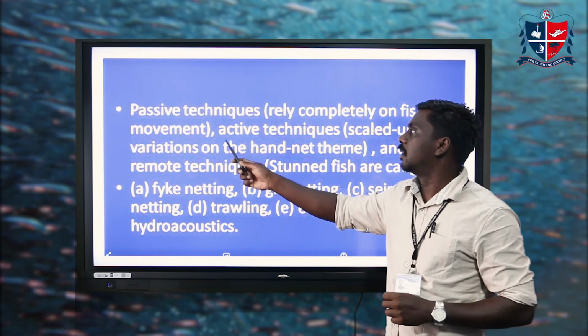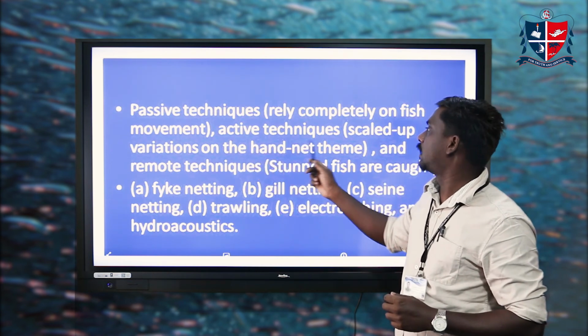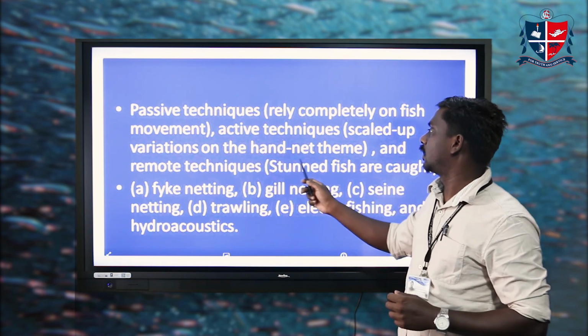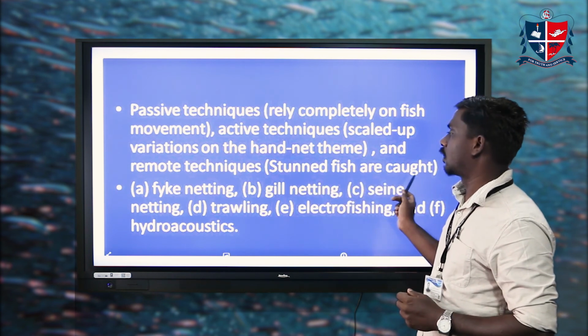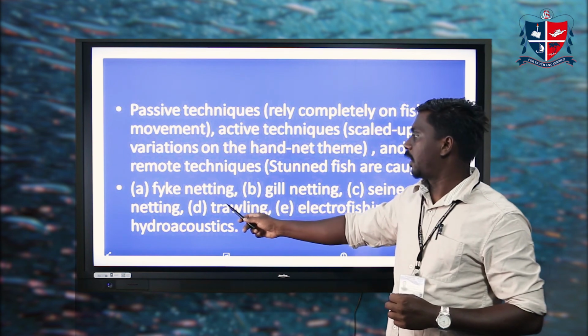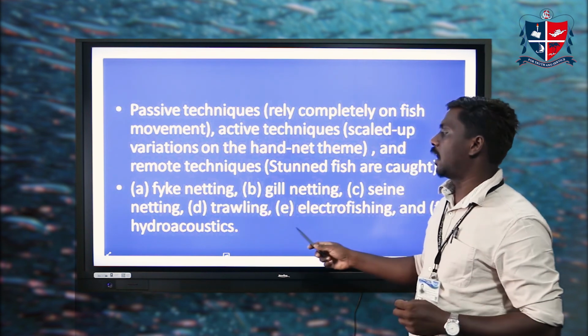And the gears, this is the last slide that I am showing. The gears are passive techniques, which rely completely on fish movement; active techniques, which are scaled-up variations of the hand net theme; and remote techniques, where stunned fish are caught. Then we are using fyke netting, gill netting, seine netting, trawling, electrofishing, and hydroacoustics.